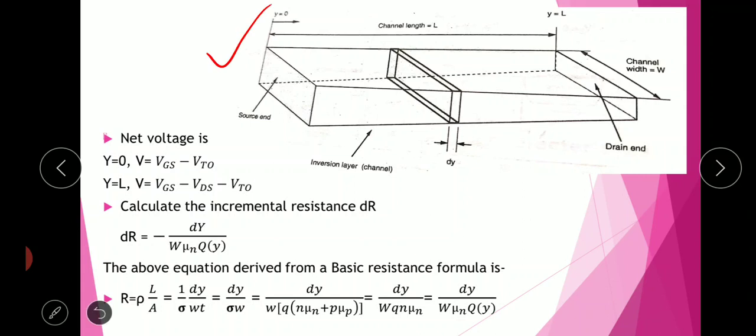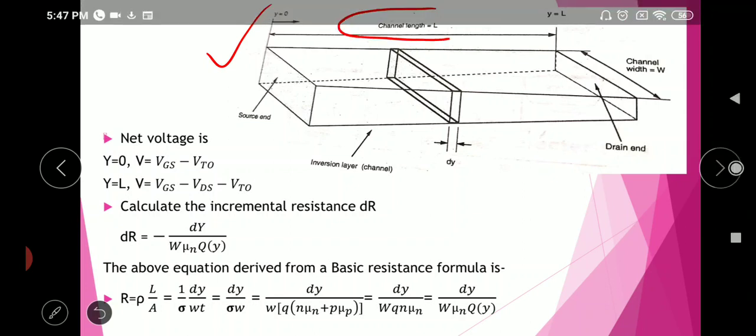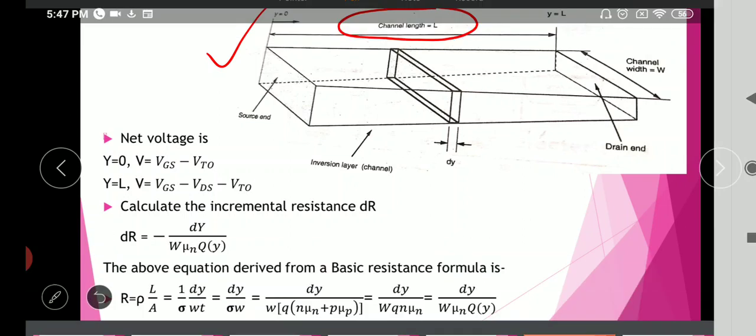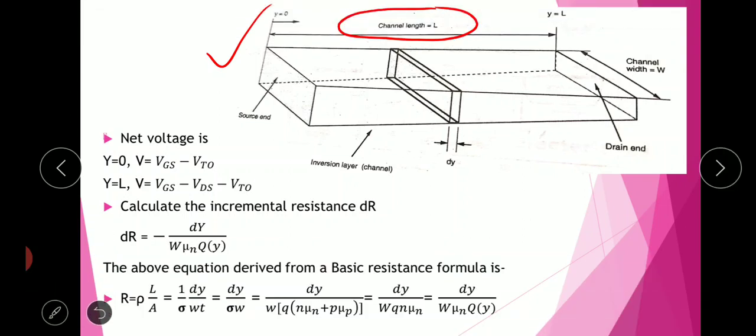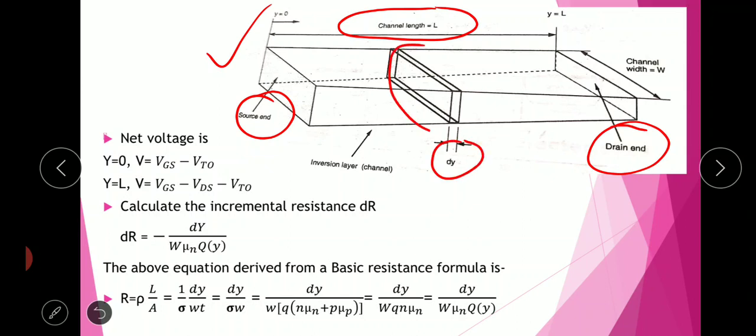Let's see the diagram. This is the simplified geometry of the channel. Here the channel length is L, and from the diagram we can see the thickness of the channel at the source end is larger than the thickness at the drain end. So we consider a fractional part of the channel, that is dy. This is the fractional part we have taken, and it has width and thickness to find out the area, and the length of this fractional part is dy.